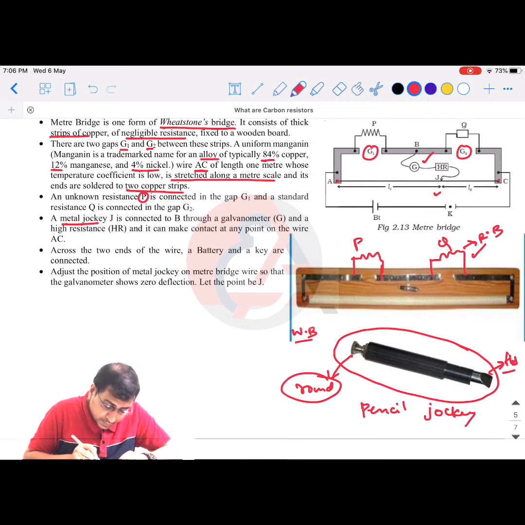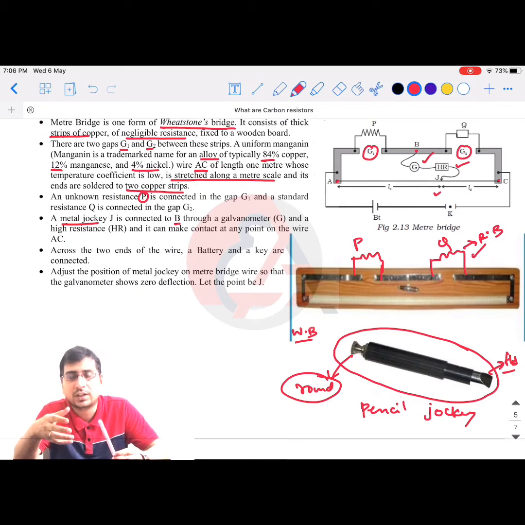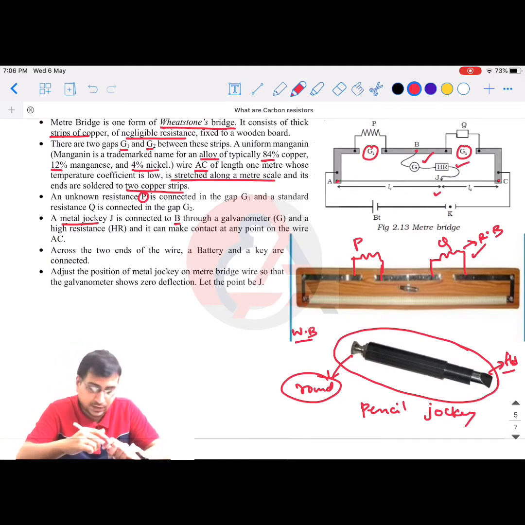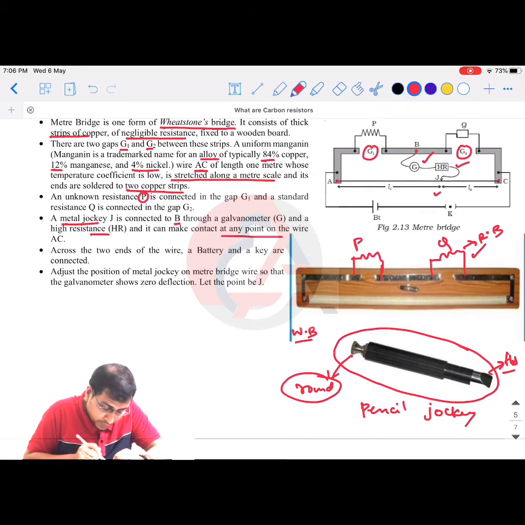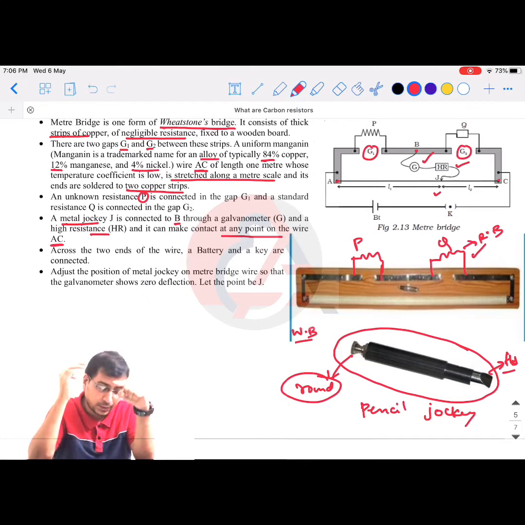So a metal jockey J is connected to B through a galvanometer, and generally a high resistance box is used. See, it is not necessary that you use a high resistance box every time, but it is better to use it for safety, because if more current passes through the galvanometer, there is a high possibility for the device to get damaged. So to prevent it, we are introducing high resistance in series. And it can make contact at any point on the wire AC. So as I told you, AC is the manganin wire. The flat surface of the jockey will make contact on the manganin wire at any point you want.